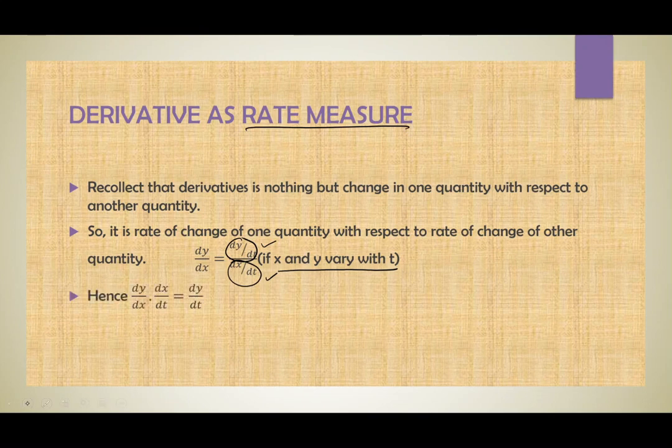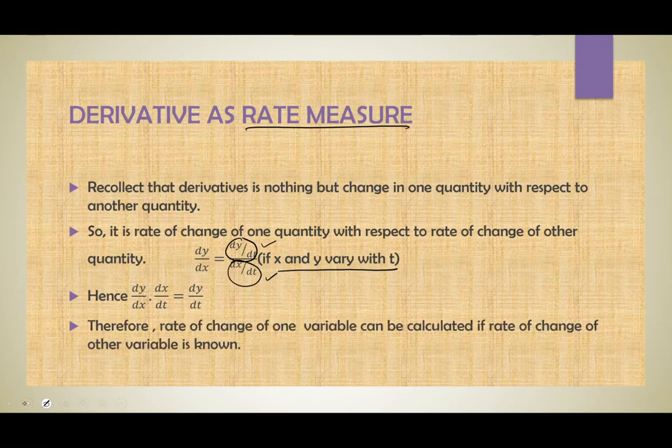Also you are aware, you have studied the chain rule, that I can write dy by dt as dy by dx into dx by dt. Therefore, rate of change of one variable can be calculated if rate of change of other variable is known. So if you know these values, then you can find dy by dt on the basis of this. We can transfer this here and write dy by dx into dx by dt is equal to dy by dt, or you can apply chain rule, anything will do.